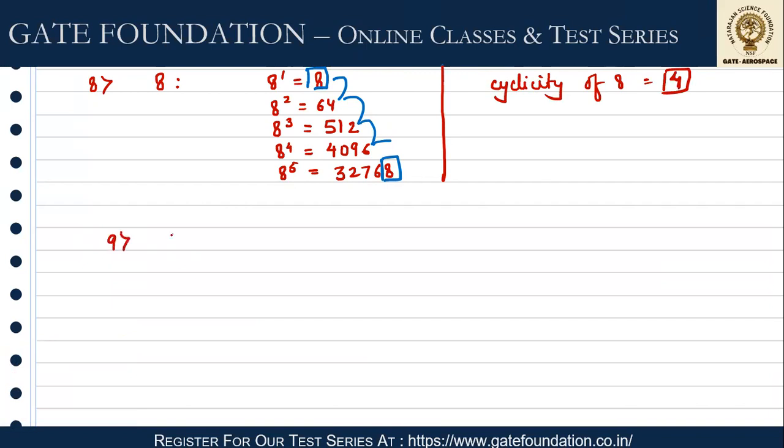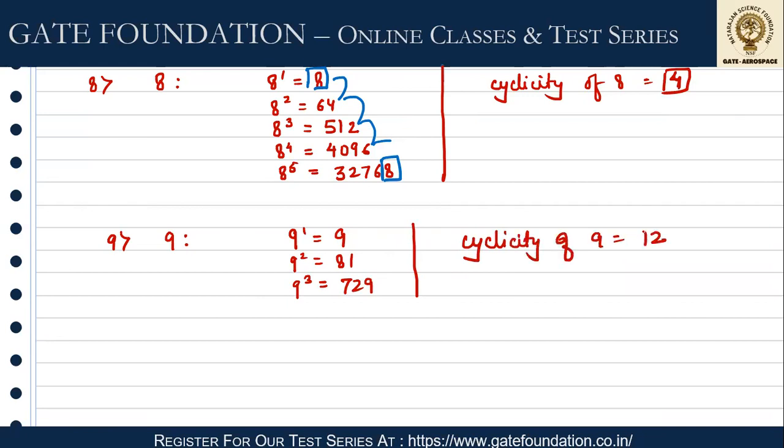Let's talk about 9, the cyclicity of 9. 9 to the 1 is 9. 9 square is 81, and 9 cube is 729. So you can see we started with 9, and in the third step we got 9 again. So the cyclicity of 9 is just 2. After every 2, it will again become 9, and for 10 it will become 1, and subsequently it will become 1 only.